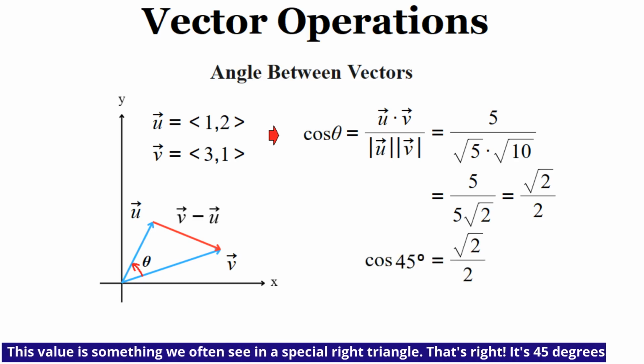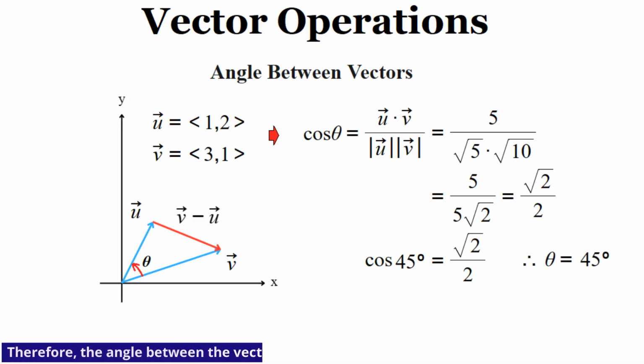This value is something we often see in a special right triangle. That's right, it's 45 degrees. Therefore, the angle between the vectors u and v is 45 degrees.